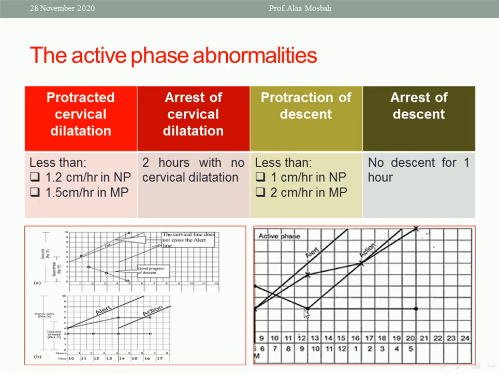What about the descent of the head? Look at the descent of the head. First, there is slow descent but not engaged, and then arrest of the descent. No more descent. So this is an example of arrest of descent of the baby or the head, and protracted cervical dilatation. Slowly progressing, protracted. So this is an example of the active phase abnormalities.